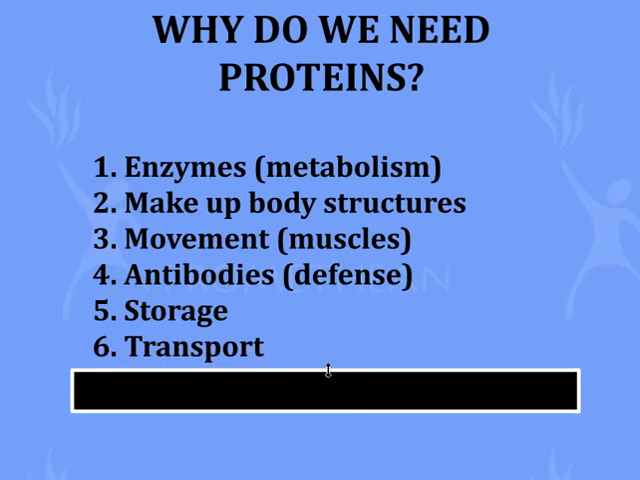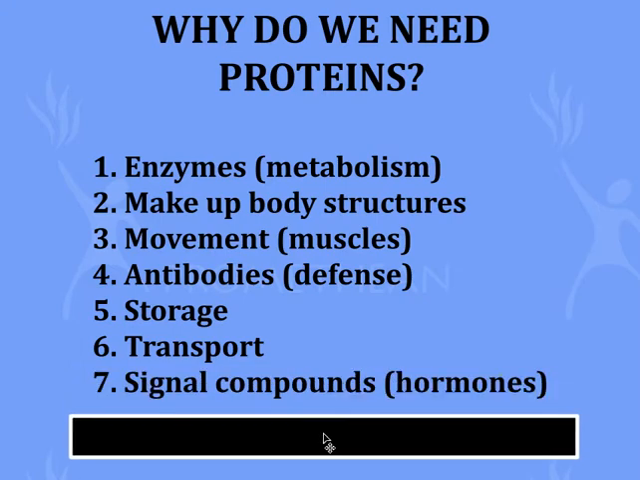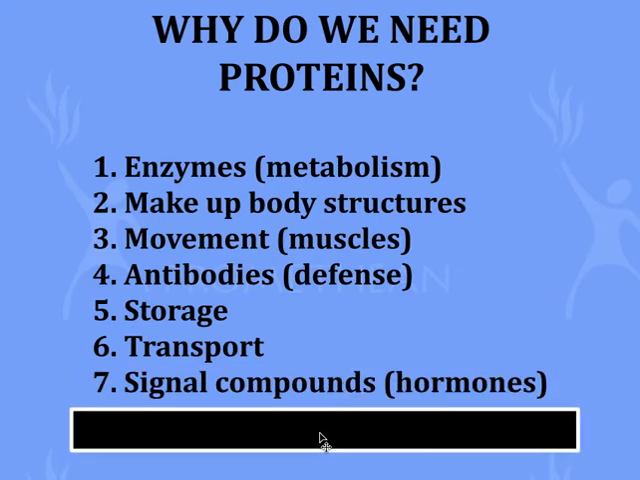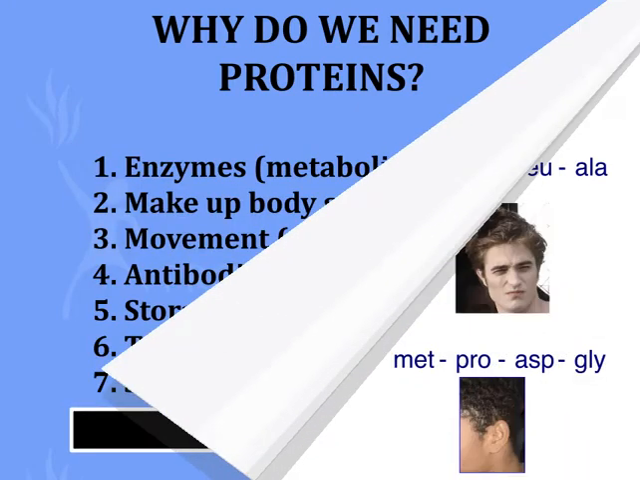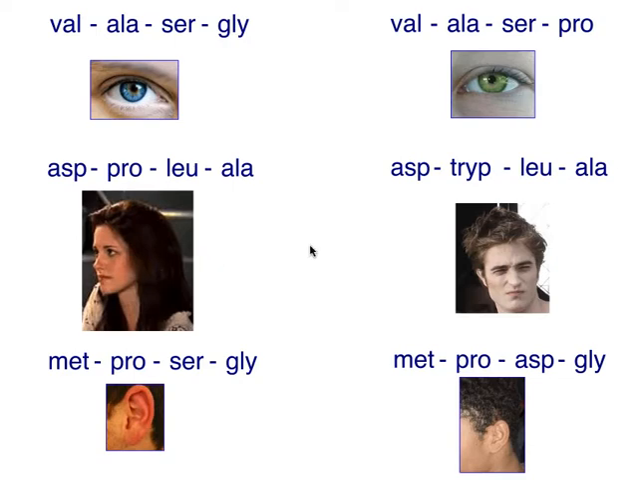Transport, remember membrane transport, active and passive transport, requires protein carriers, and molecules like hemoglobin transport the oxygen in your blood. And then also hormones. A lot of our hormones are made of protein components, and those are chemical signals sent throughout our body.